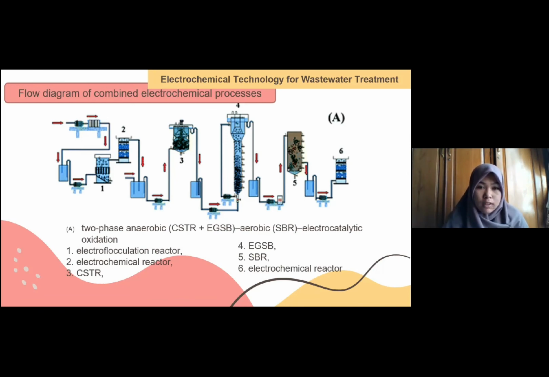In this diagram, we can see that there are two processes. The first one is the electrochemical process, and the second is the biological process. This process is usually used to treat wastewater that contains mostly organic waste. The first one is electrochemical wastewater treatment. It will remove the aggregate and some chemical substances. And the biological process removes the organic matter with help from microorganisms.